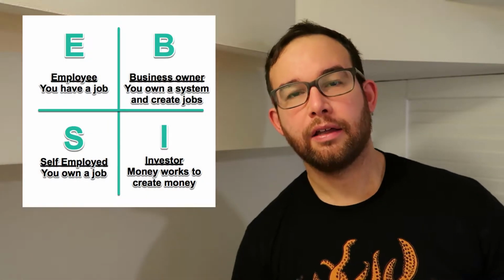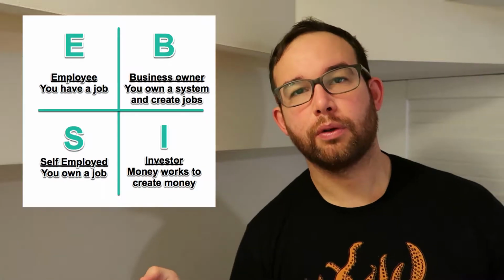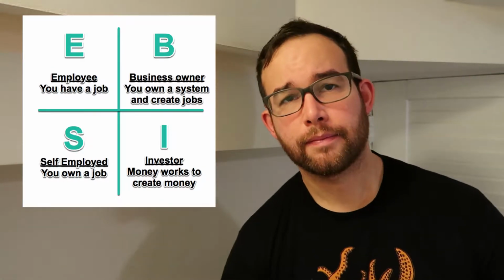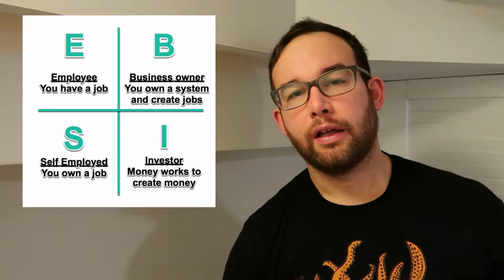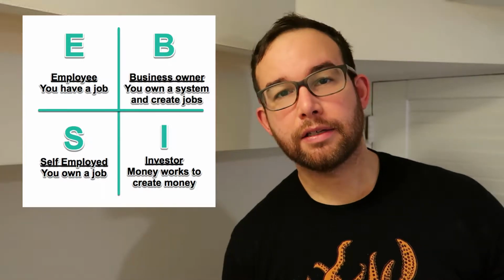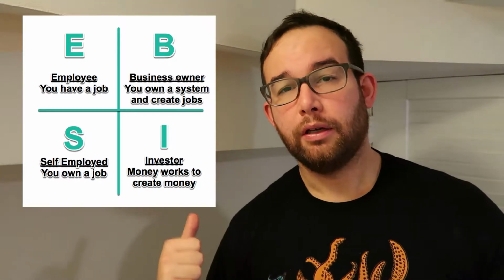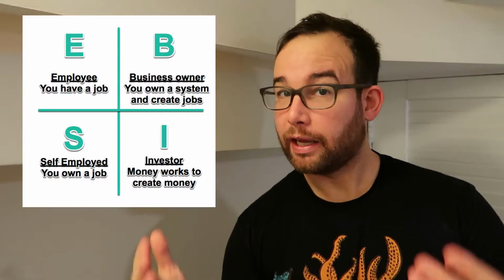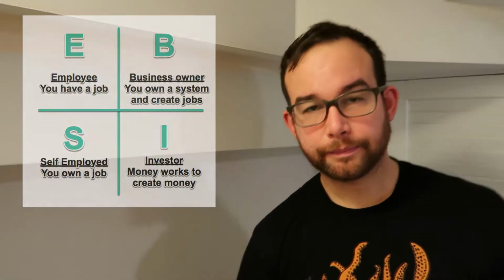So what is the Cashflow Quadrant? Essentially it's EBSI. Okay, so it's employee, business owner, self-employed, and investor. And these are all different ways of creating wealth, creating money. As an E, you're an employee, you have a job. As an S, you're self-employed, you own a job. As a B, you create a process that creates jobs. And as an I, you have money make more money for you.